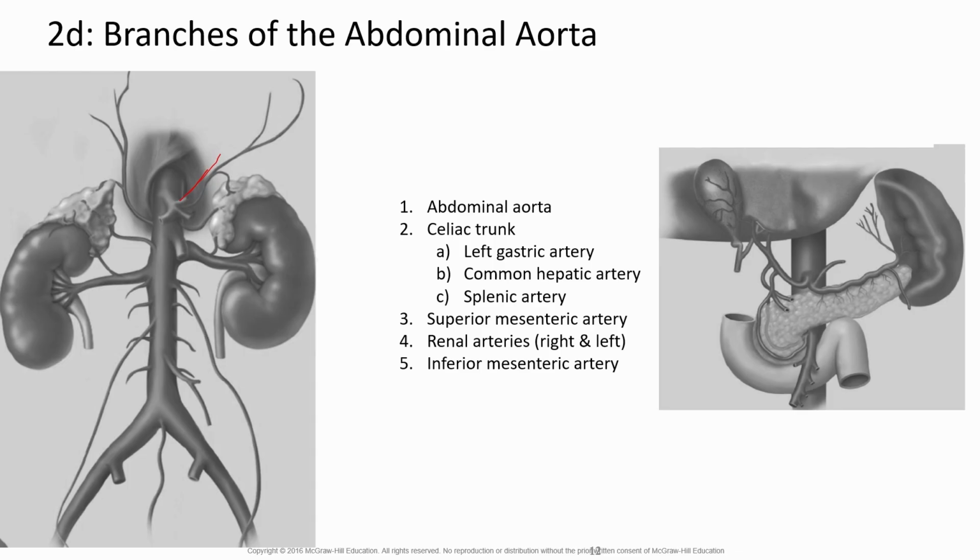Your stomach is somewhere around here. The kidneys are there, but they are retroperitoneal. They're more towards the back. So this here becomes your left gastric artery, and the branch to the right, that one becomes your common hepatic artery. Now, what about the third one? The third one right here.